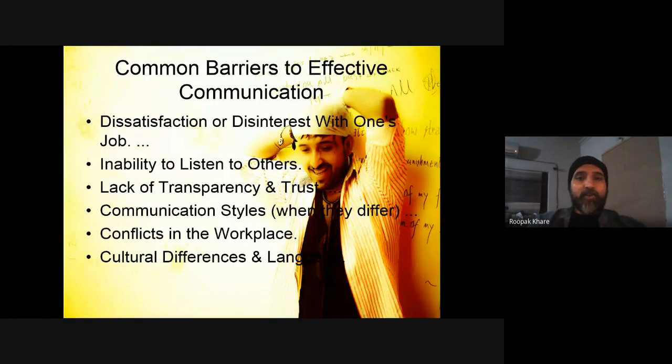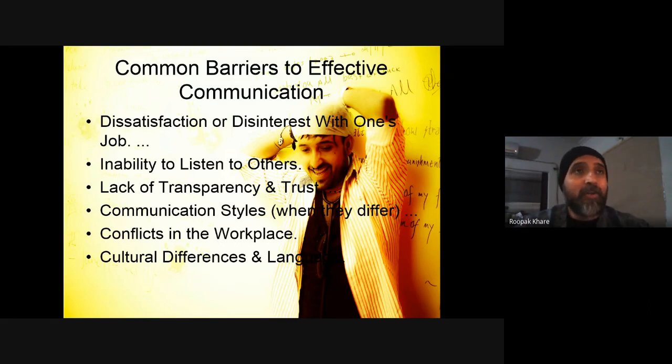There are certain barriers to effective communication. I will just rush through it because there are a lot of case studies lined up in the coming slides. So what are the barriers? Dissatisfaction or disinterest in the job. Of course, you've come here for the job, you're applying for the job, you're being tested for the job. If you don't show your interest or satisfaction in that job, oh my God, that's not good.